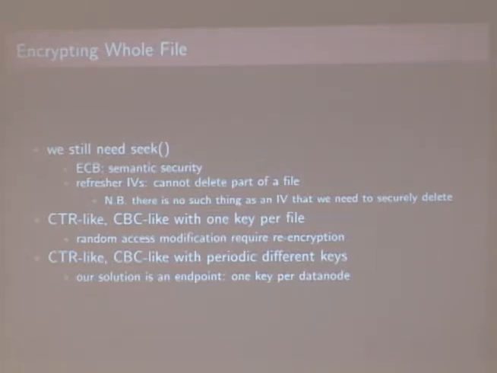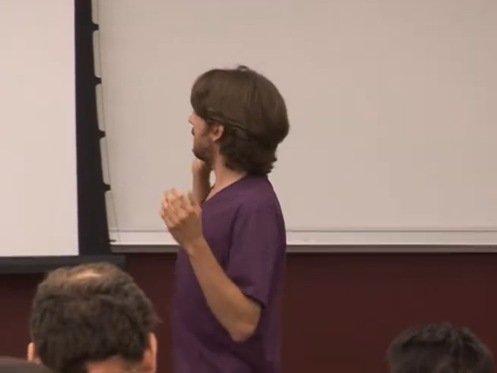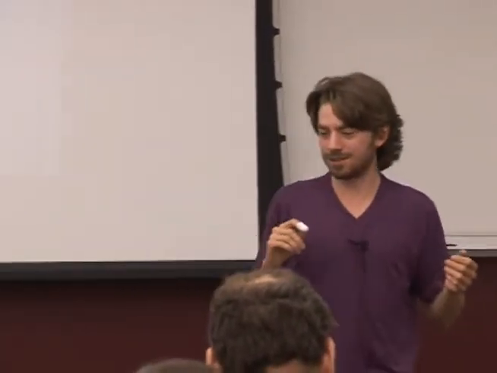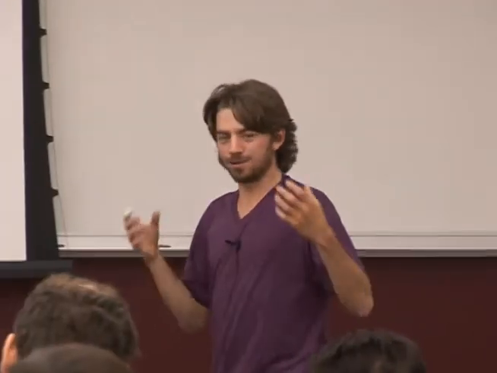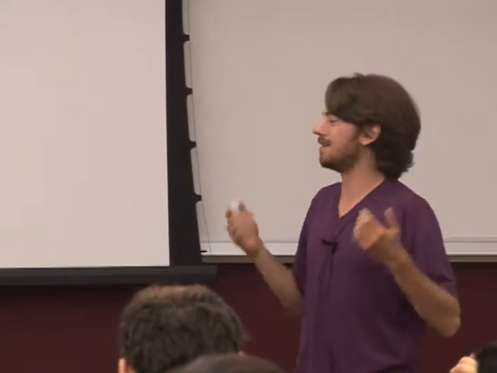One thing you could have is refresher IVs. So you permit random access by allowing fast seek to the middle of the file. You go to the nearest refresher IV. Many encrypted file systems perform this. The problem with this approach is that you can't delete part of the file. And some people have said to me, well, why don't you just securely delete the IV? I just want to emphasize there's no such thing as an IV you can securely delete, because these are by nature public. The keys are what are private. So as soon as you start imposing key storage requirements on IVs, they become elevated to the status of keys.